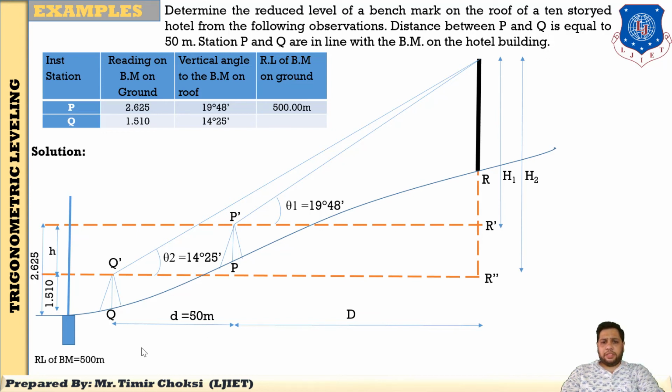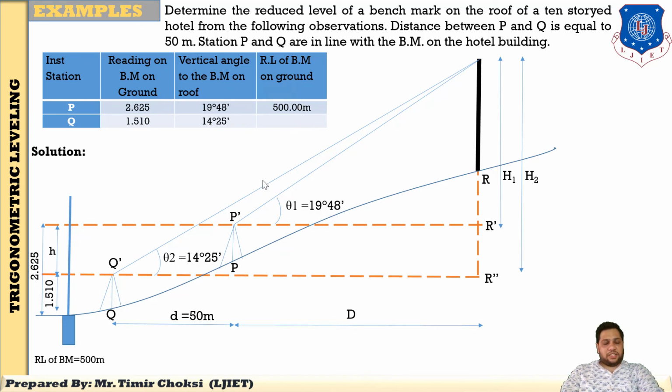The distance between P and Q is given as 50 meters. Here stations P and Q are in the same vertical plane. Now the data is given: the observations taken are given in the example. Instrument stations P and Q, the reading on the benchmark is given, the vertical angle is given, and the RL of the benchmark is given.